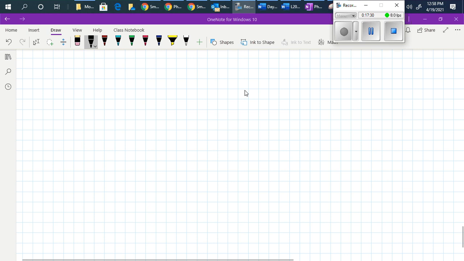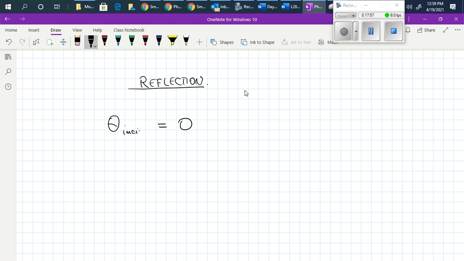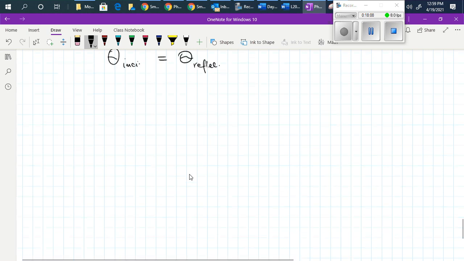Okay, so now let's move on and talk about the reflection. The phenomenon of reflection is governed by what is known as the law of reflection. The law of reflection is saying that the angle of incident is equal to the angle of reflection. But let's see now what is the angle of incident and what is the angle of reflection.